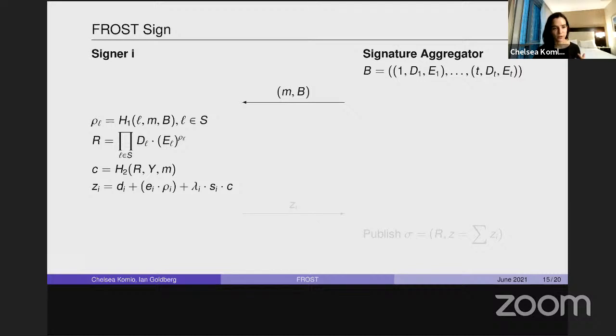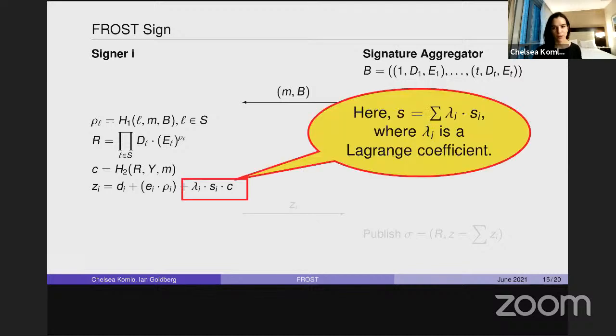And then the response is essentially just taking those nonces, where one of the nonces is multiplied by that binding term. And then here, this lambda_i times s_i is essentially the Shamir secret sharing part. The lambda_i is the Lagrange coefficient, multiplied by the challenge. So when all of these responses are summed, this allows for recovering this long-lived signing key s. That's the Shamir secret sharing part.